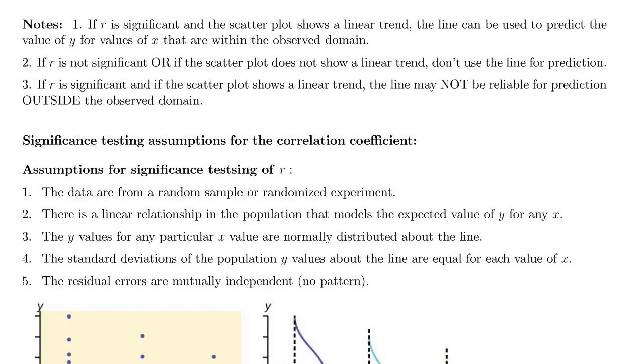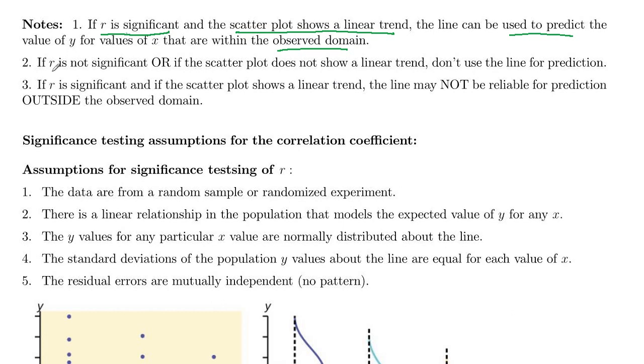Now I do want to make some notes for this significance testing that we just carried out. If your R is significant and your scatter plot shows a linear trend, then that line can be used to predict your Y values for X's that are inside your observed domain. So significant R, linear trend, then you can use it for prediction.